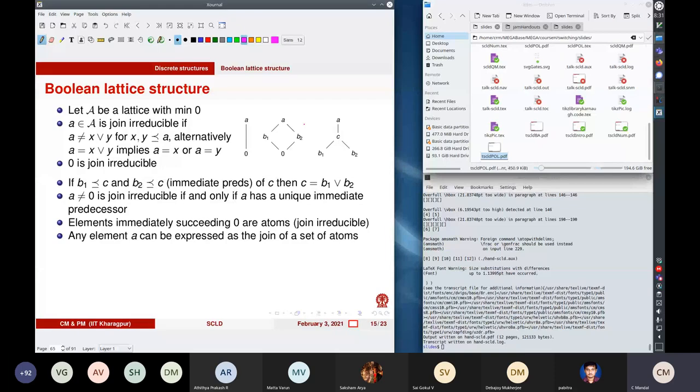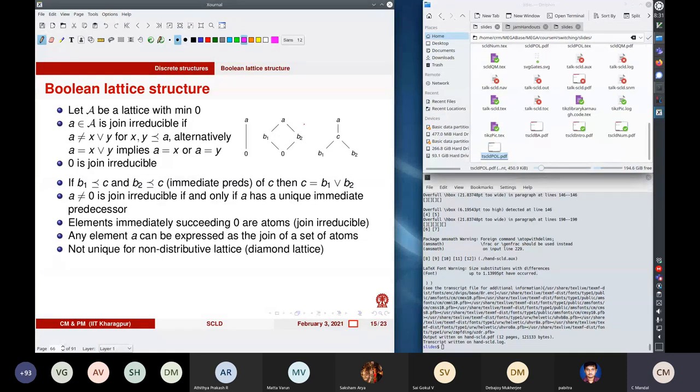Of course, if you have n atoms, how many possible subsets can you have? You can have 2 to the power n possible subsets of n atoms. So you would expect a lattice to have 2 to the power n elements, if each element can be expressed as the join of a set of atoms.